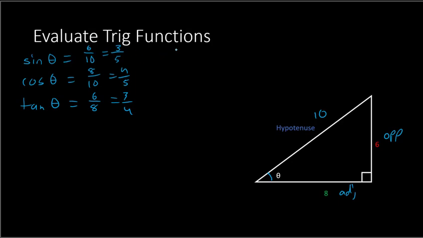And then we can do the inverses of each of these. So the inverse of sine is cosecant. So the cosecant of theta, instead of 3 over 5, we now would have 5 over 3. The inverse of cosine is secant. So secant of theta, instead of 4 over 5, we now have 5 over 4. And then the inverse of tangent is cotangent. So the cotangent of theta, instead of opposite over adjacent, we have adjacent over opposite, which would be 4 over 3. So we can use this information to find any trig function that we want.